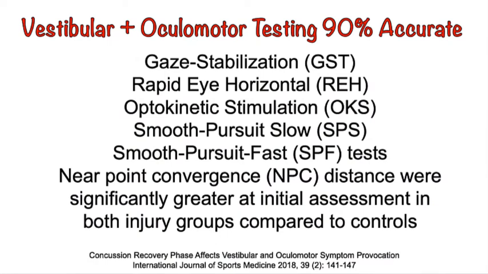The International Journal of Sports Medicine in 2018 found that vestibular and ocular motor testing proved 90% accurate. Here are some of the tests they found important: a gaze stabilization test, a rapid horizontal eye test, optokinetic stimulation, smooth pursuits slow, smooth pursuits fast, and near point convergence distance, which were significantly greater at initial assessment in both injury groups compared to normal.